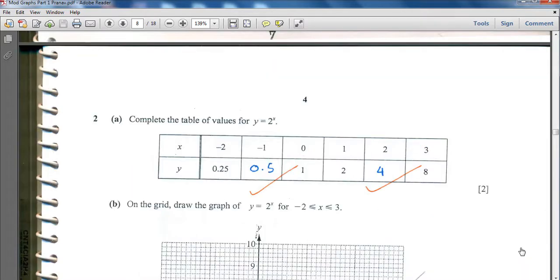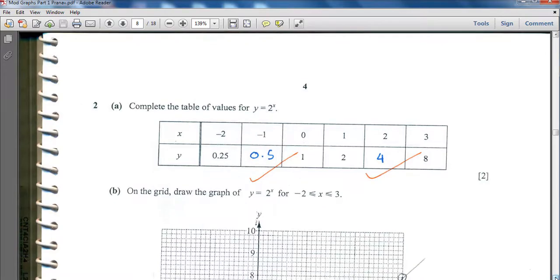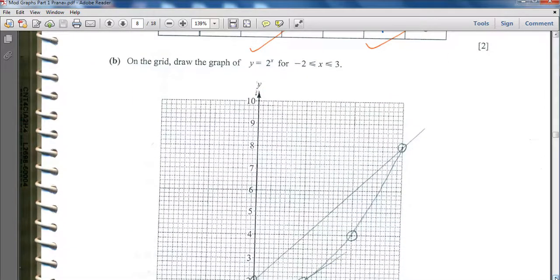Now let's look at the third question in the booklet. Complete the table of values for y is equal to 2 raised to the power of x. So after you have used your calculator, this is what your values should be. 0.5 and 4 are the empty spaces. And then you plot this on the graph which is given. This of course is an exponential graph.